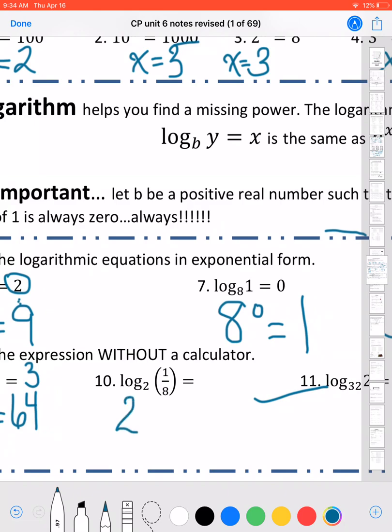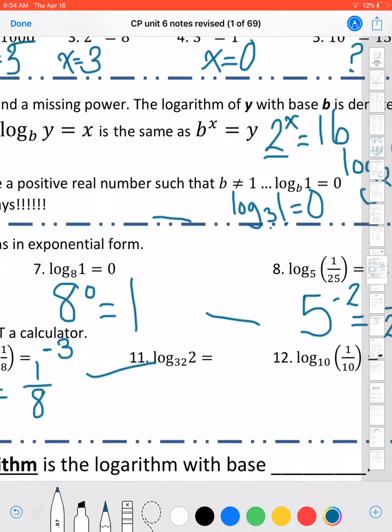Here, they're saying 2 to what power is going to give you 1 over 8. It's taking the base and making it into a fraction, so that automatically tells me that it's going to be negative. And then I think, oh, 2 to what power is going to give me 8? 3. So I say it's negative 3.